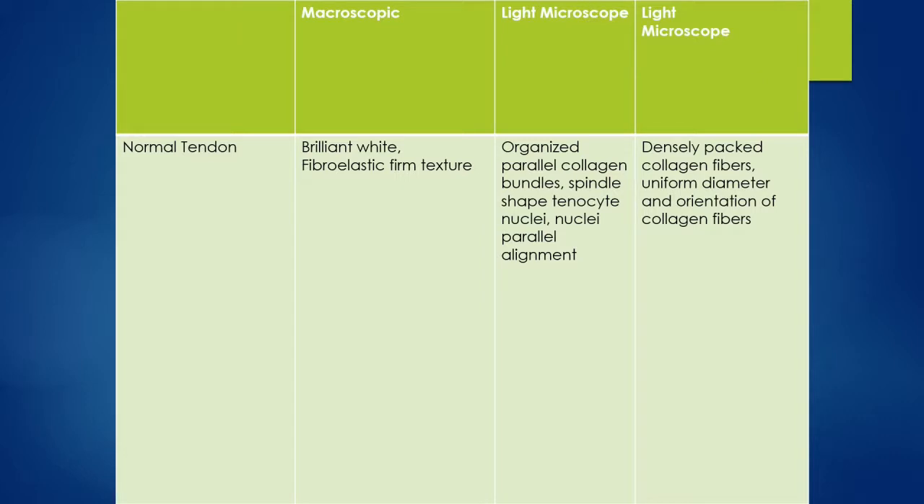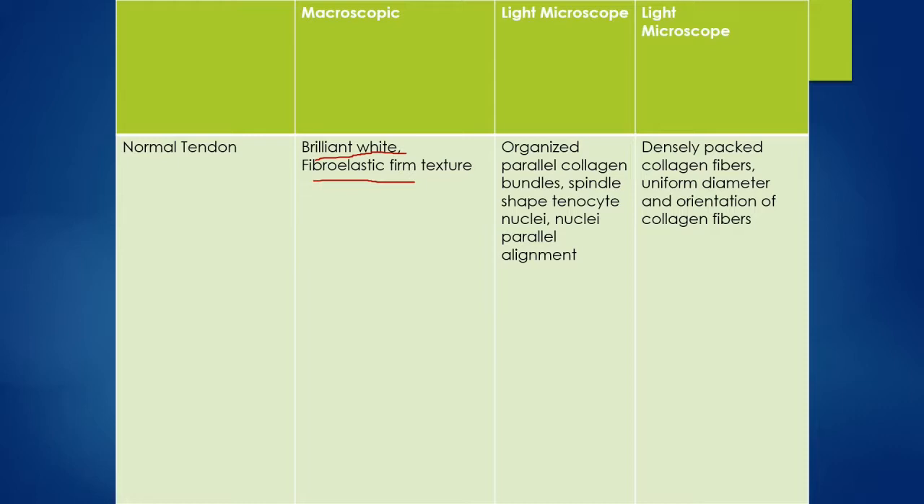So in the context of normal homeostasis of the tendon, in the presence of normal loading of the tendon, if we take a look at the normal tendon under the microscope, we see that the tendon is brilliant white. It has a fibroelastic structure with a firm texture, and you've probably seen tendon in some of the steak and beef that you've eaten. It's that white substance that runs down the middle between different bundles and groups of muscle, which is the meat portion that you chew.